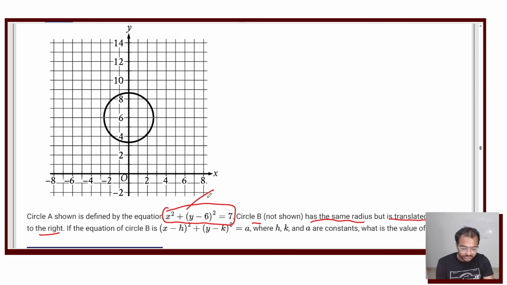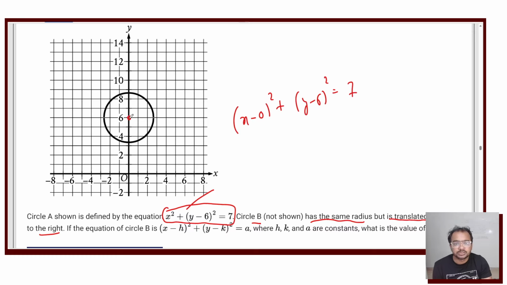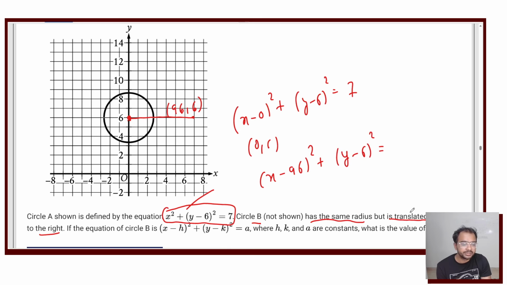So what is the center coordinate for this one? You can write it this way, x minus 0 squared, y minus 6 whole squared equals 7. So this 0, 6 is the center coordinates. If you make it go 96 units to the right, the only thing that's going to change is the x value. Instead of being 0, it's going to be 96, and y will remain the same, 96, 6. So I can write the equation of that circle as x minus 96 squared plus y minus 6 whole squared. What about the radius? The radius will remain unchanged. Whatever you have here, it will be the same thing on the other side.